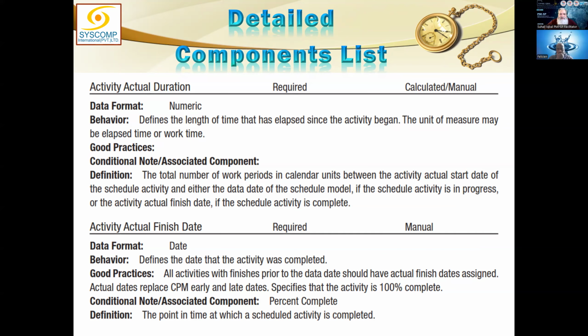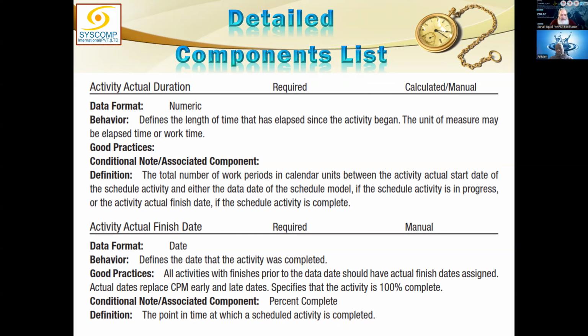Behavior is to define the length of time that has elapsed since the activity began. Activity actual duration: for an activity, how much time has passed since the start of this activity? It is the actual start of the activity, not the scheduled or planned start. It may have been planned to start on 2nd of January, but it started on 3rd of January. Today is 10th of January. So 10 minus 3, 7 is our actual activity duration so far. Maybe this activity is still incomplete, but this much time has passed.